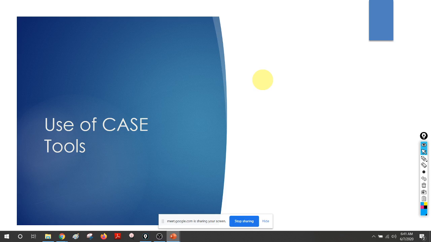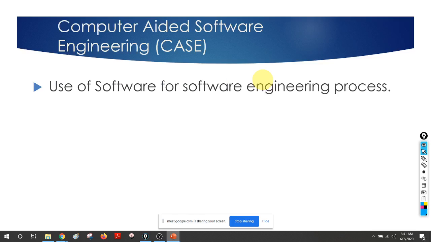CASE stands for computer aided software engineering, so CASE tools. Use of CASE tools means use of software for the software engineering process. Of course, we are developing software, and when developing the software we can also use some software for our help. Those software are called computer aided software engineering tools, CASE tools. Okay, so it's very simple.